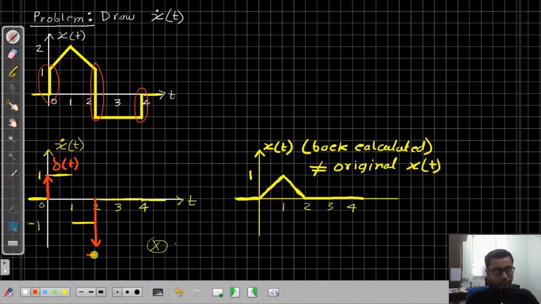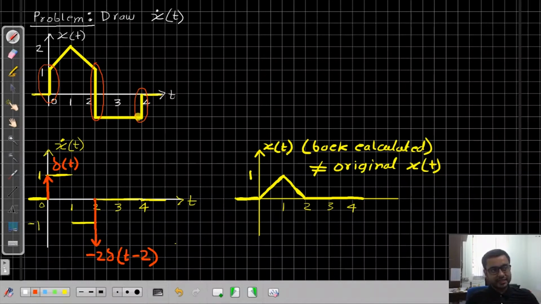So this will be -2 delta. Minus because it is in the negative direction, 2 because the total change is 2 units, and delta of t, not t, rather it should be t minus 2 because it is shifted from the origin. So we have to incorporate this time shift.